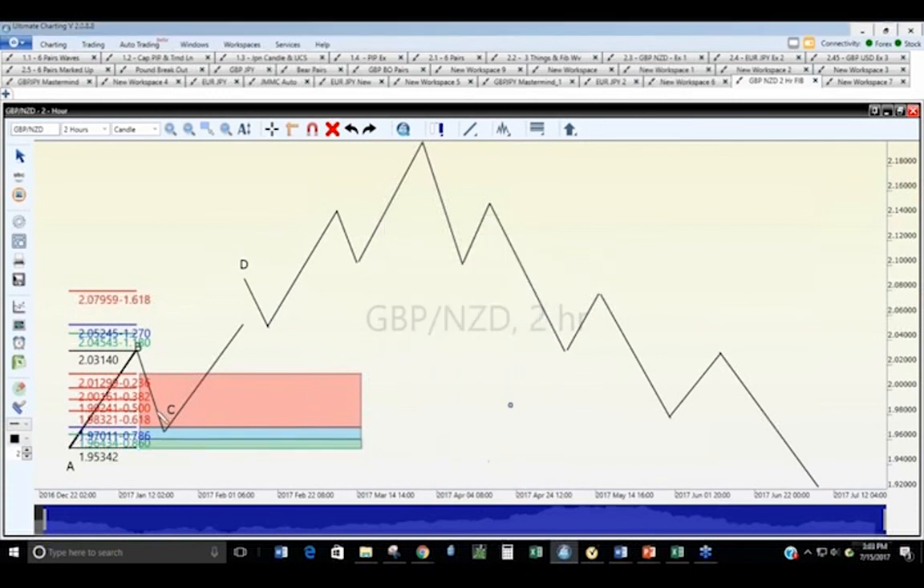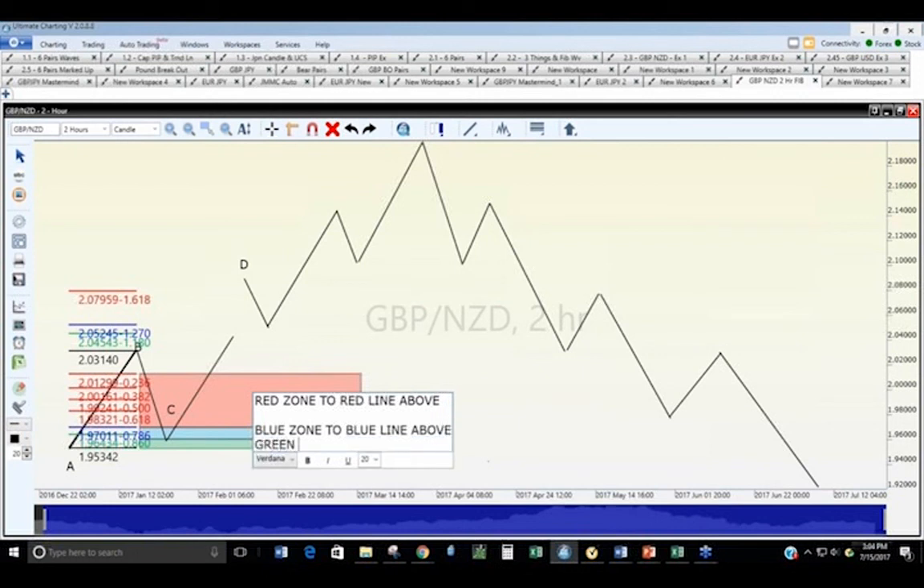And if the market, in fact, comes down to this green zone right here, then we expect it to go up to this green line right here. Let me just type this right here. So red zone to red line above, blue zone to blue line above, and green zone to green line above.